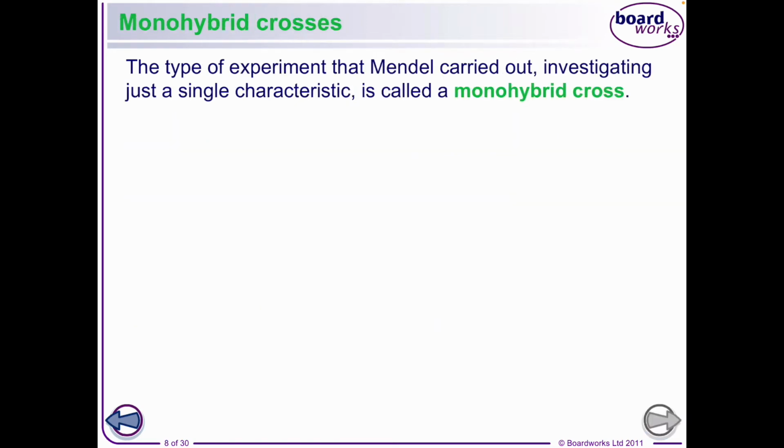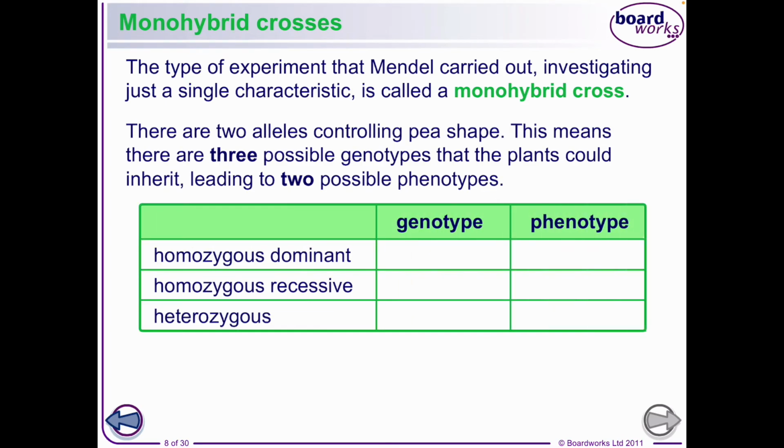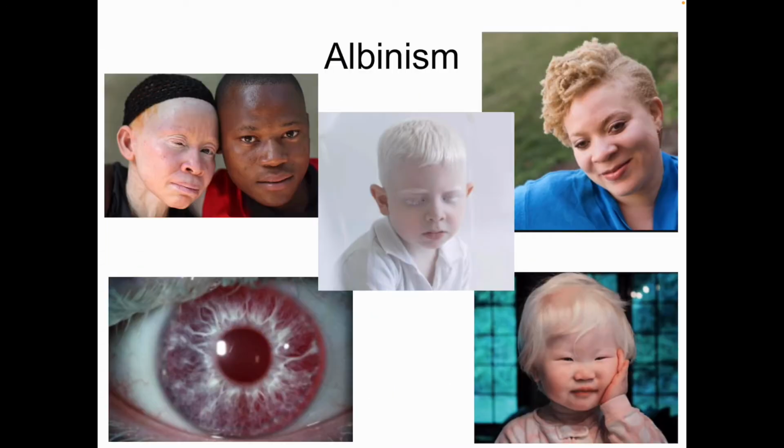One of the ways in which we can track inheritance through generations is by doing a monohybrid cross. Monohybrid crosses were experiments that were carried out by a monk called Gregor Mendel. Mendel did experiments with pea plants to look at the inheritance of various characteristics through the generations. However, since we are human biologists, not plant biologists, we are not going to look at pea plants, we are going to look at human characteristics. Okay, and the characteristic we're going to look at first is the characteristic of albinism.